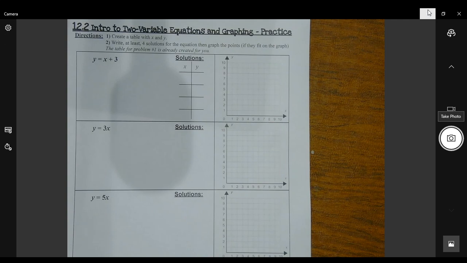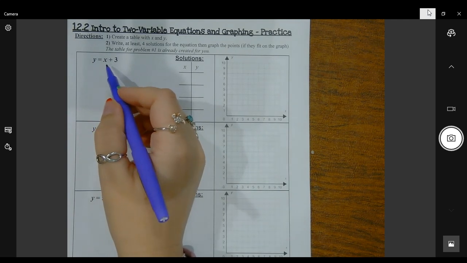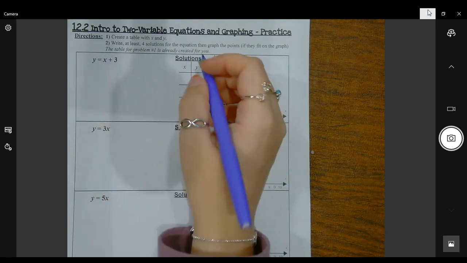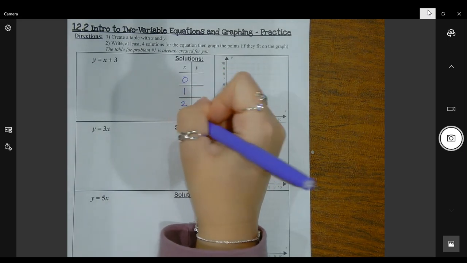Hello, my little mathematicians. Today we are going to talk about graphing two variables on the coordinate plane. So for this first one, you can't really isolate the variable because there's two of them, right? So in order to figure out what one of them is, let's plug numbers in for x. So let's start simple. Maybe let's plug in 0, 1, 2, and 3.